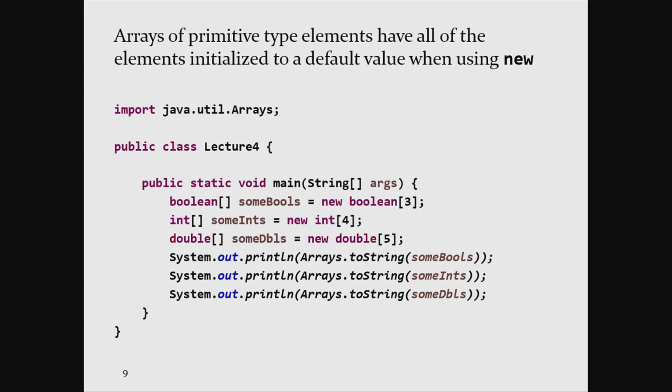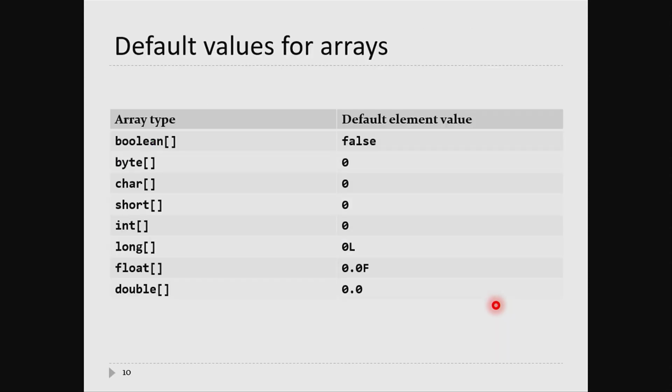Now if you do this, someBools is an array of 3 booleans. So you're going to get false, false, false. So the default initialization value for an array of boolean is false. For all the numeric types, it's 0. So when you print out someInts, you'll get 0, 0, 0, 0. And for the doubles, you'll get 0.0 five times. And there's the table of the default values for arrays. So when you make an array, it's filled for you. It automatically gets filled with some values.